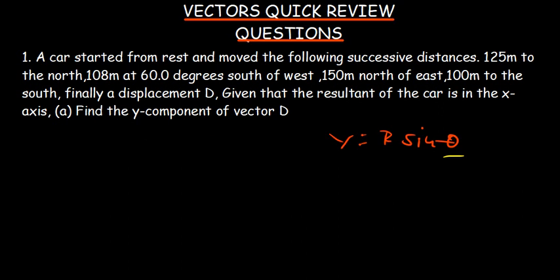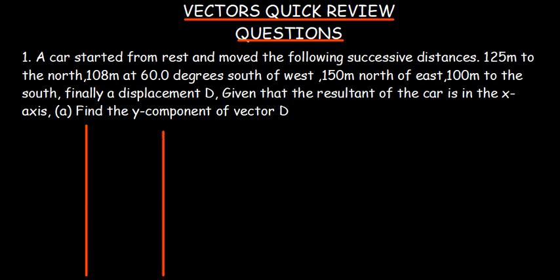Alright, so a car started from rest and moved the following successive distances: 125 meters to the north, 108 meters at 60 degrees south of west, 150 meters north of east, 100 meters to the south. Finally, displacement d. Given that the resultant of the car is on the x-axis, find the y component of vector d. So each time you're given a question on vectors, it's very important that you resolve the given vectors into their x and y components. Okay, that is the easiest way to work it out.